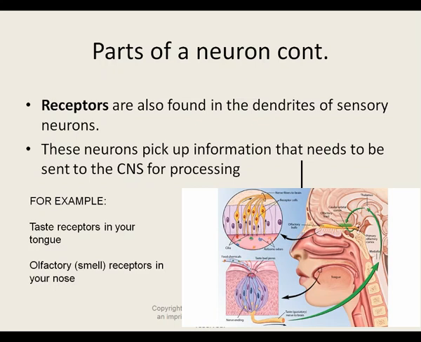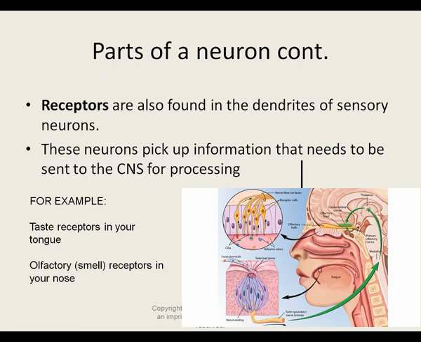So the chemicals that are in, let's say I just baked a pie, there are chemicals that are coming off the pie that we can detect with our noses, and those chemicals are received by these receptors that are buried in the dendrites of the neurons that penetrate the nasal passages.